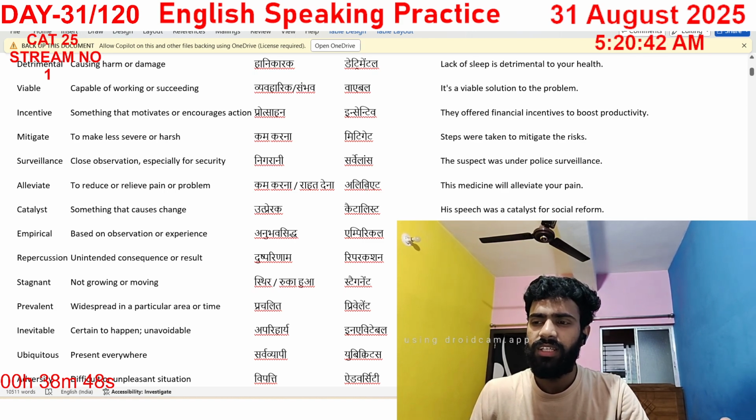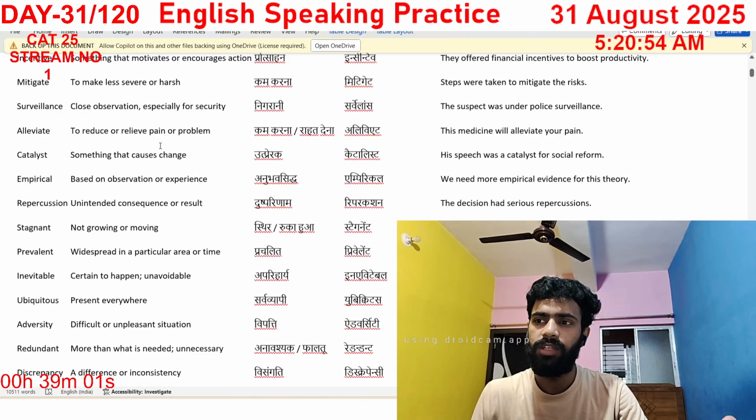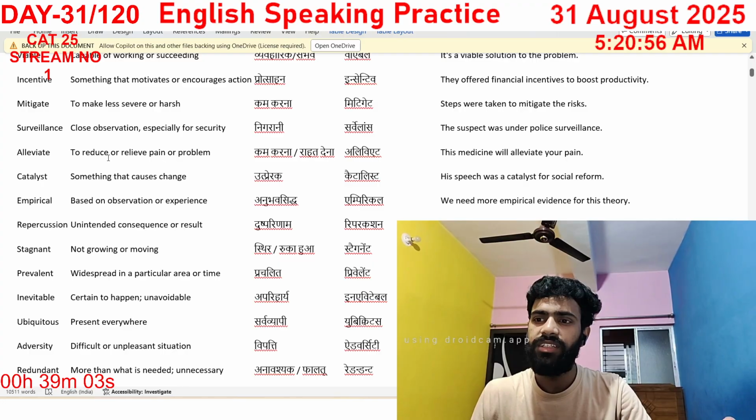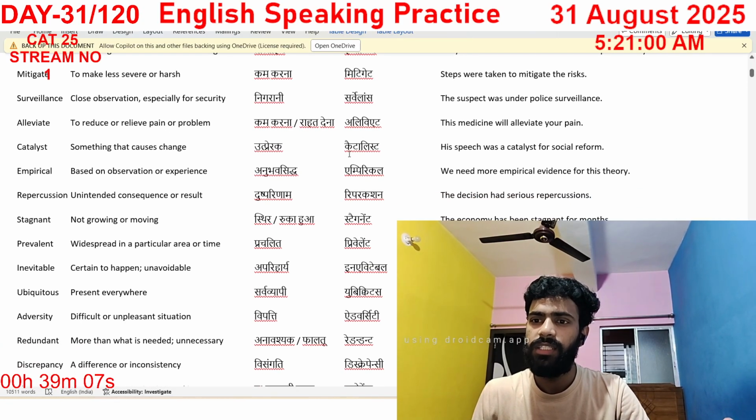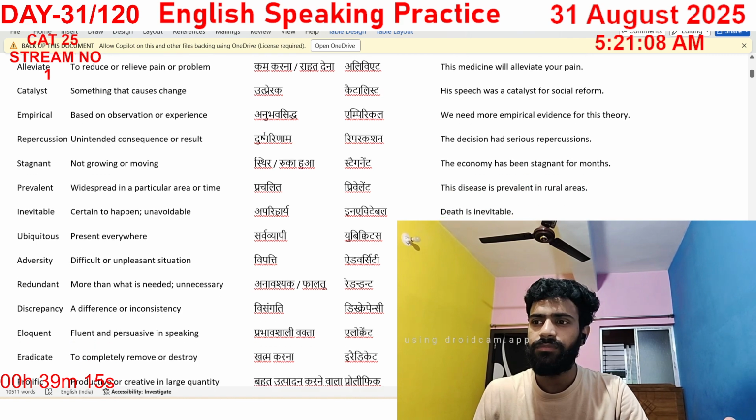Surveillance means निगरानी, close observation, especially for security. Then alleviate, to reduce or relieve pain or problem. Then catalyst, something that causes change. It is catalyst.